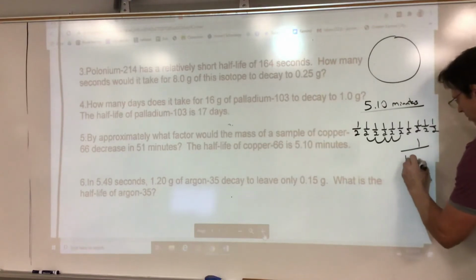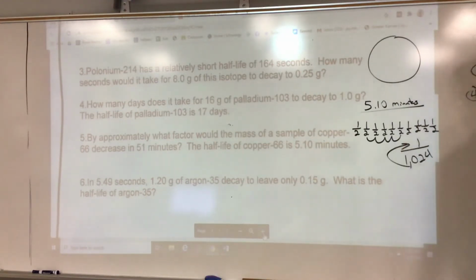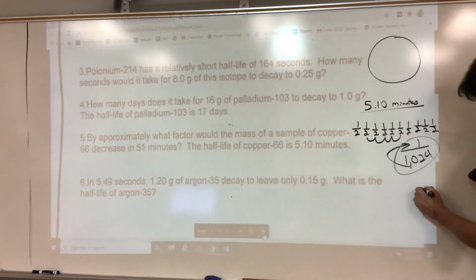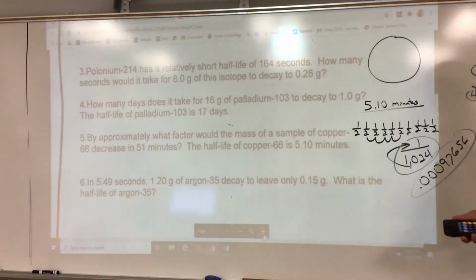1 over 1,024. So if you were to divide that into that, you can get a really small number. I'm good with the fraction on this one, but some of you, if you did the decimal, it would be 1 divided by 1024. So that would be like 0.0009765625. Okay? So that's a really tiny part left of that.